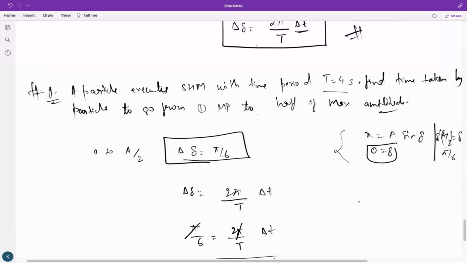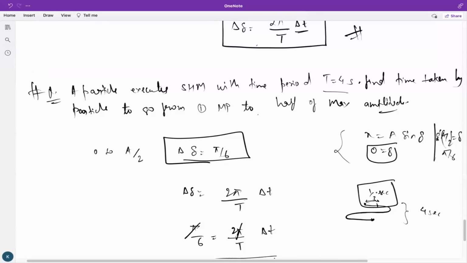That means if I am talking about this, we are just considering the first part. The whole time period taken from here to here will be 4 seconds, and our particle covers a distance equal to A by 2 in just 1 by 3 seconds. Right? I hope it will be clear to all of you.